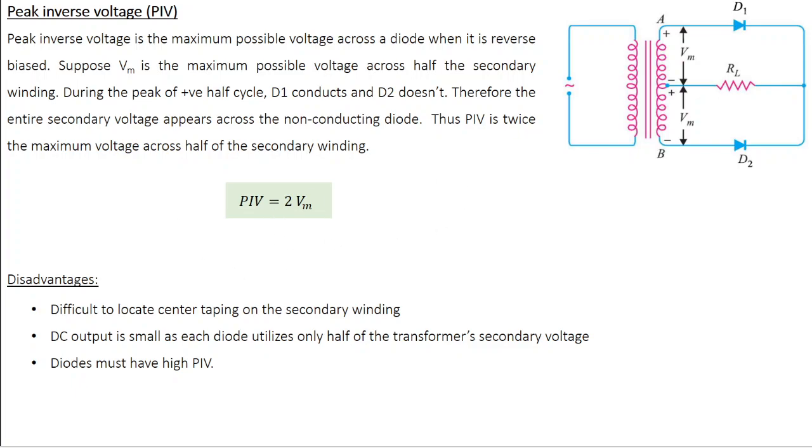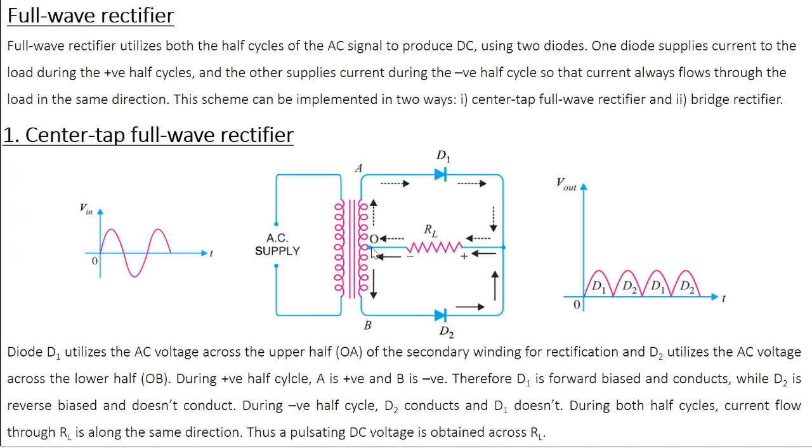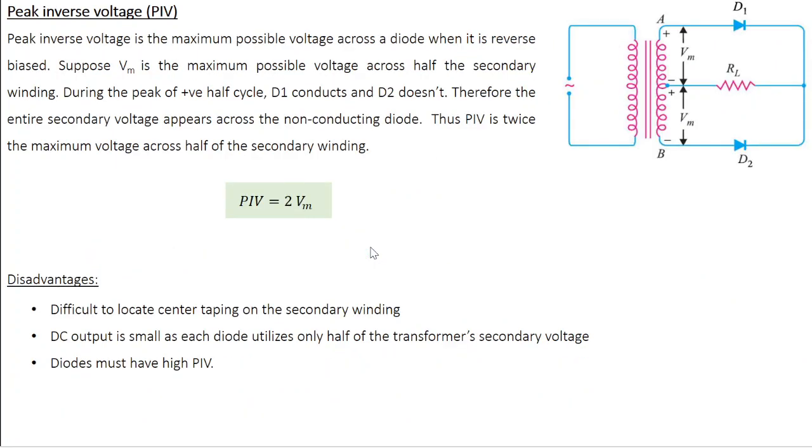Now, what are the disadvantages of a center tap full wave rectifier? First and foremost, it's difficult to locate the center tapping on the secondary winding of the transformer. That's a practical difficulty. Second, as you can see from this scheme, each diode is going to utilize only half of the transformer's secondary voltage. The total voltage is 2 Vm, but each diode is going to utilize only half of it. So the output is going to be small. And finally, the diodes must have a high peak inverse voltage. Only then will you have maximum efficiency.